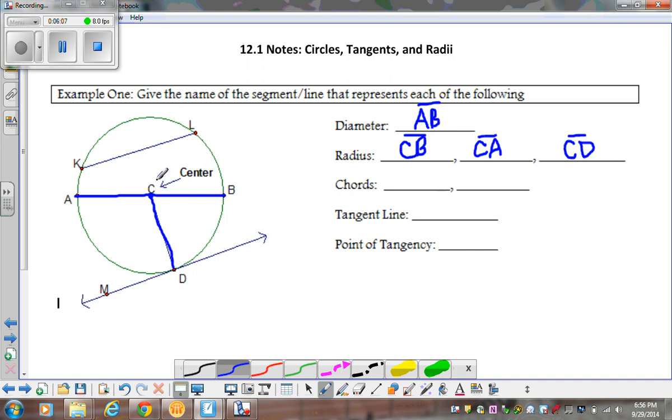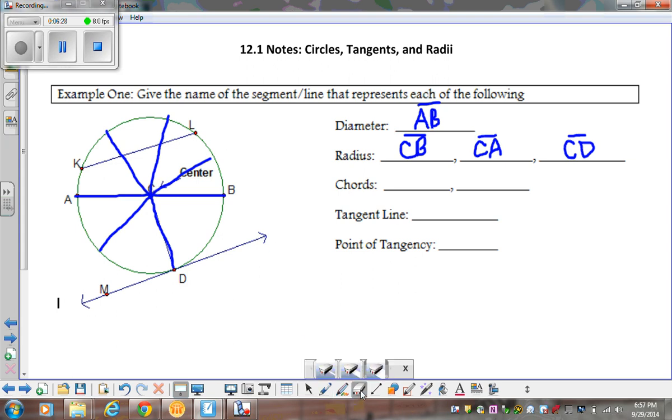Now you can also draw a lot of other ones, a plethora, for a good vocab word for you, a plethora of other ones. That's a radius, that's a radius, that's a radius. Before we know it, we've got ourselves a little bike here. But those are going to be your radii. Anytime you go from the center point to another point on the circle, that segment would be considered a radius. So let's just erase that and go on and look at some other ones.